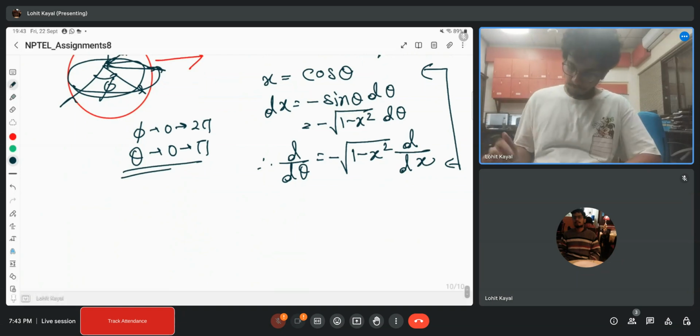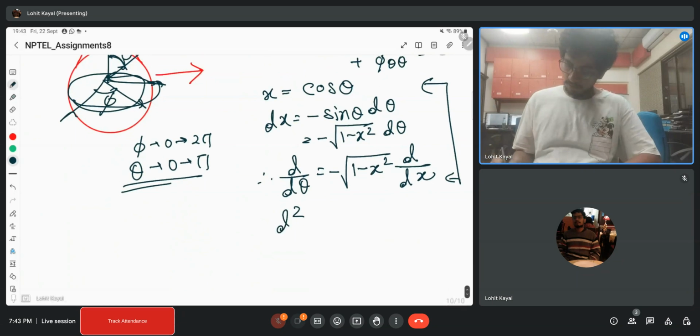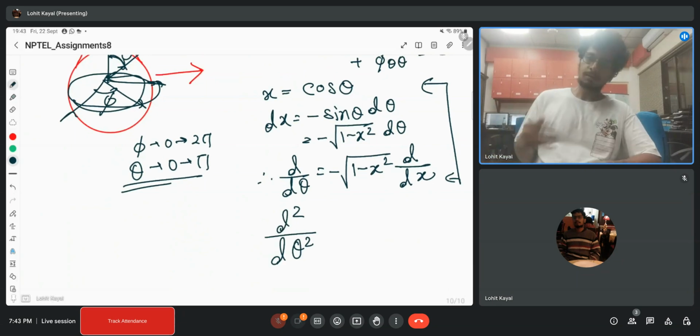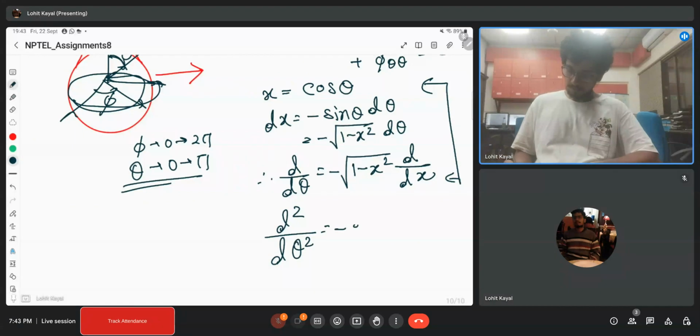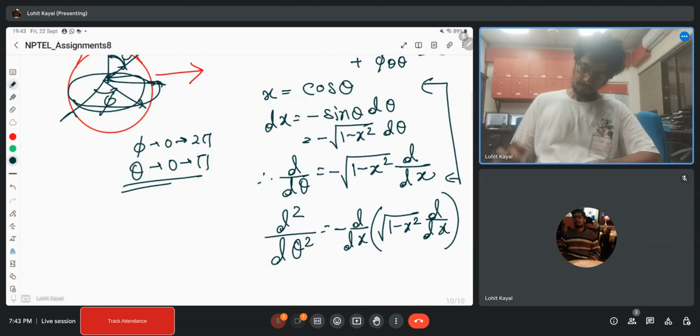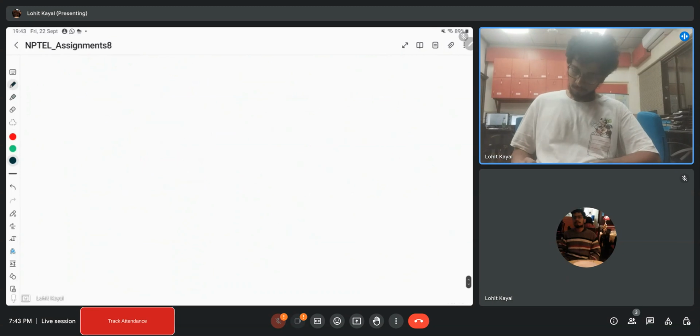You will see immediately the benefit of this substitution. So d square by d theta square is equal to minus d by dx of (1 minus x square) d by dx. Okay, let's move on to the next page.